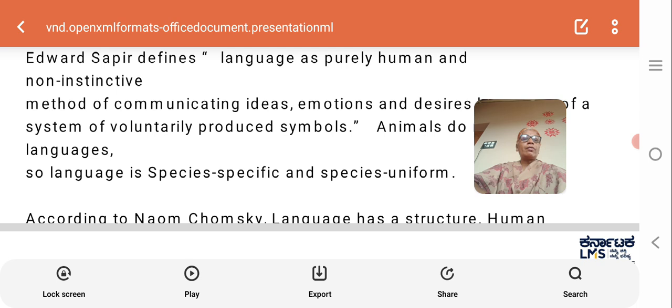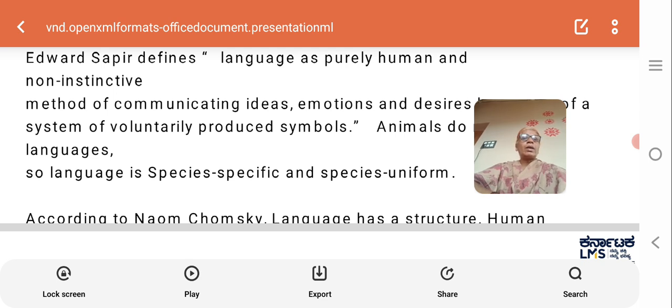Language is a social phenomenon. It serves the purpose of communication within a community. It allows people to interact, cooperate, and build social relationships. Language is culturally transmitted. That is, it is learned and passed down through generations within a specific cultural context.